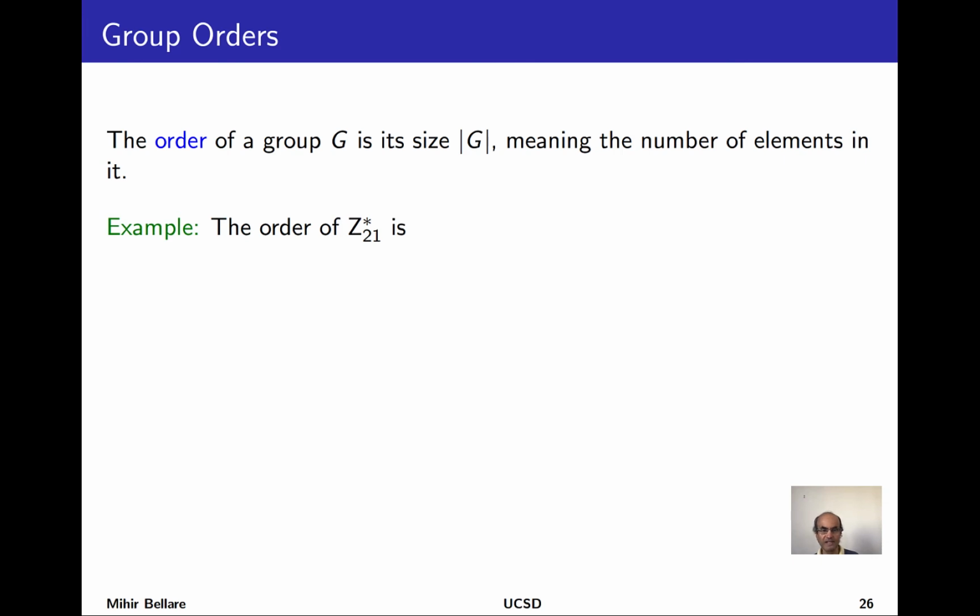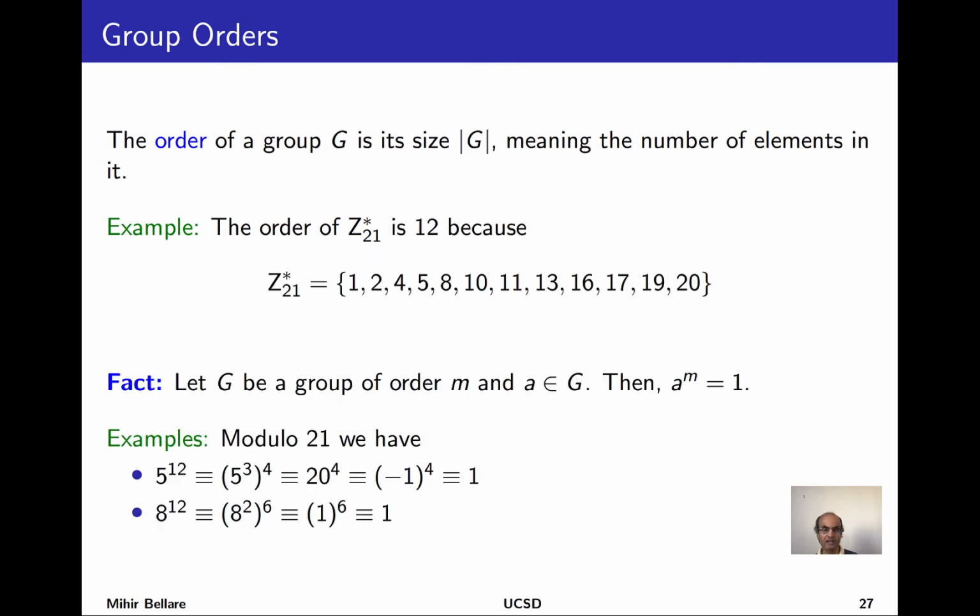Now, we are mostly interested in finite groups, and one number of importance relative to them is their order, which is the number of points in the group. So, for example, consider the group Z star 21. What is its order? Well, to compute that, we have to figure out what the group actually is. So let's write down what Z star 21 comes to.